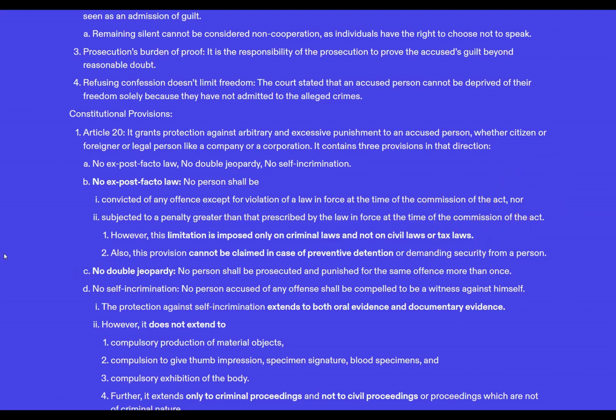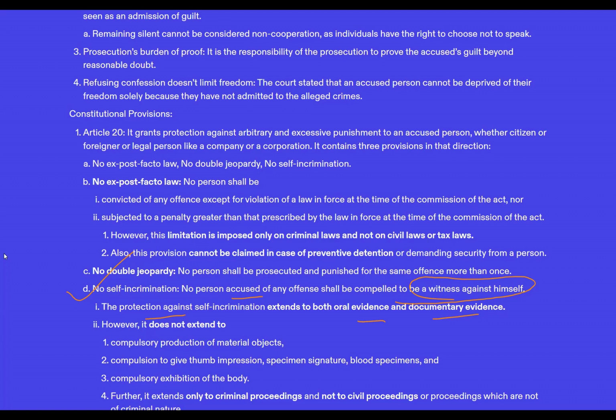Coming to the third one, which is very, very important, and in relation to which we were discussing just now: no self-incrimination. That means a person who is accused of an offense cannot be compelled to be a witness against himself. I explained this again this time, and earlier also. That means he cannot be forced to give evidence or forced to confess the crime. This protection is available against both oral and documentary evidence. Orally, he is not bound to confess his crime, and he is also not bound to give certain documents, records, or evidence against himself in writing or in physical format.